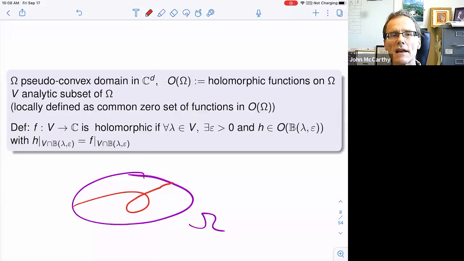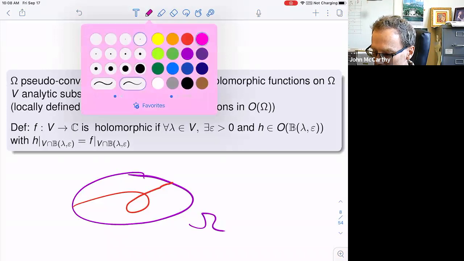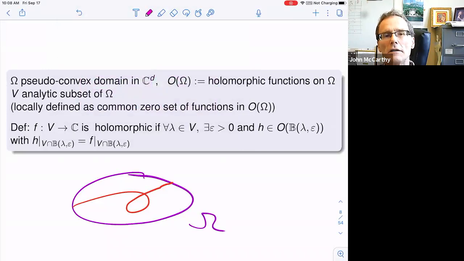And an analytic subset means that locally, V is defined as the intersection of the zero sets of some functions. So locally, given any point, I can find some neighborhood, and on that neighborhood, V is just the zero set of some set of functions on the neighborhood. So it's a relatively nice set, though it is allowed to have double points and algebraic singularities.